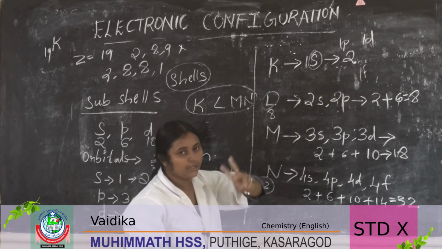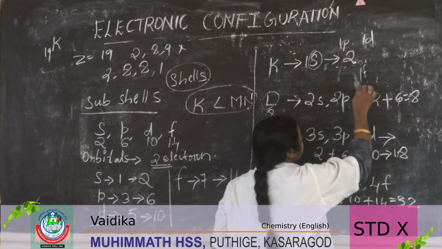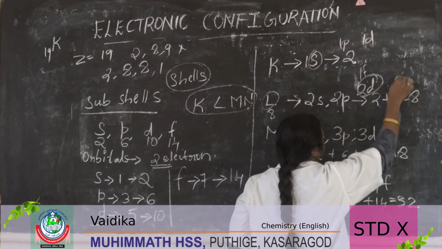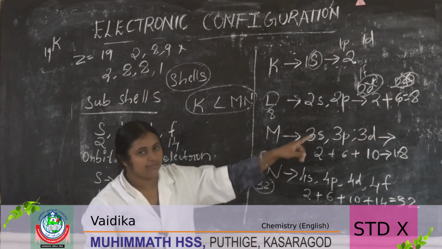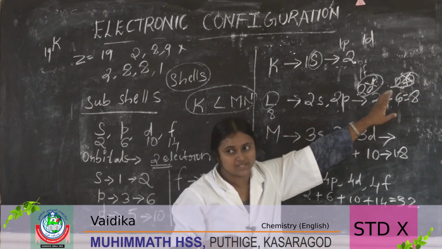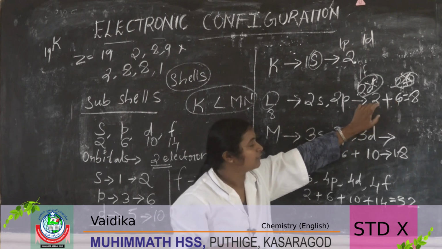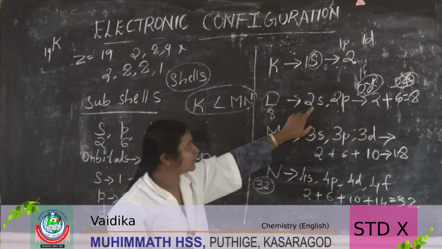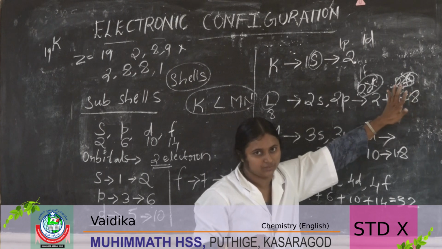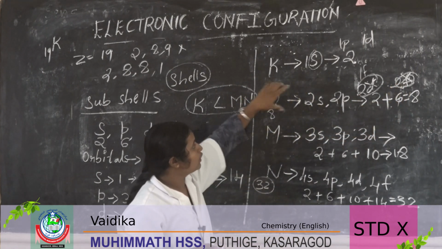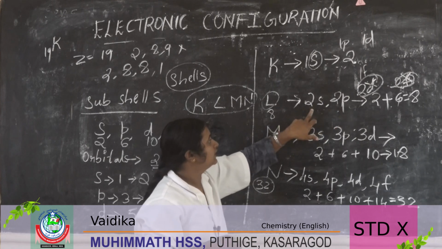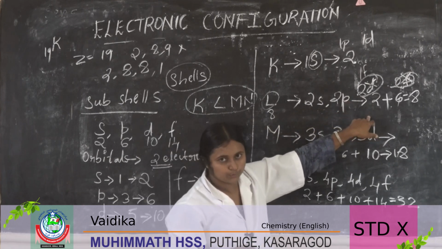In the L shell, only 2. There is no 2d and also no 2f. In the exam, they will ask whether 2d or 2f is present, or they will ask to find the odd one. So in that they will give 2d, 2f, but 2d, 2f do not exist. In the L shell, only 2 subshells are there, that will be the 2s and 2p.